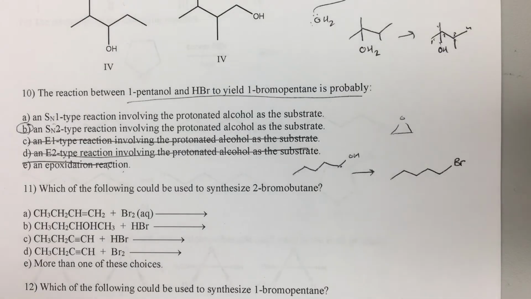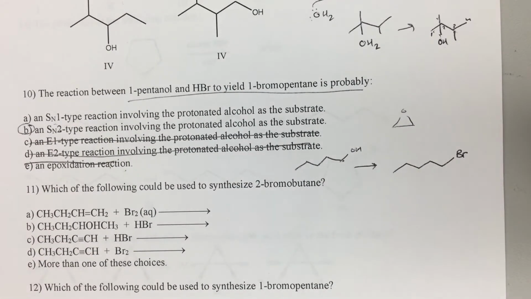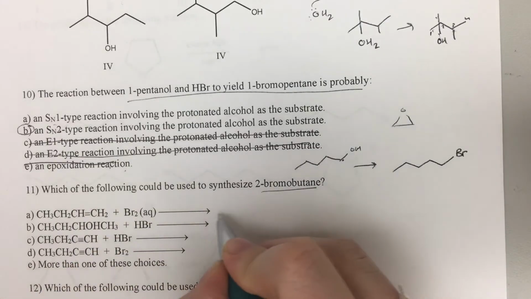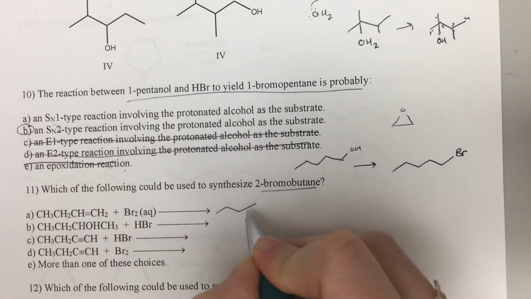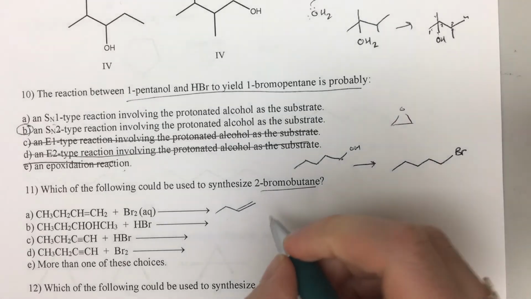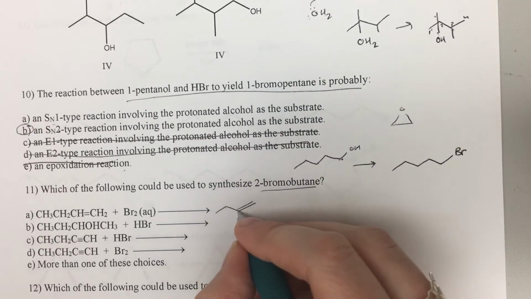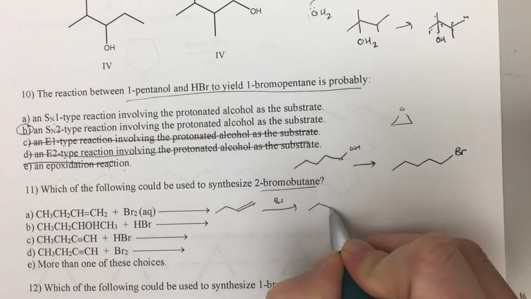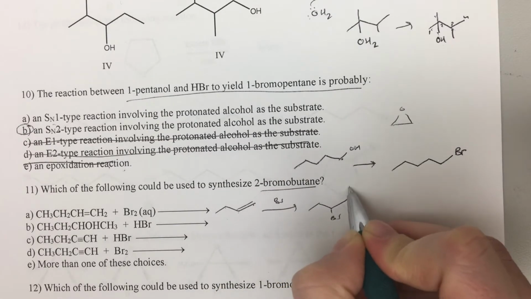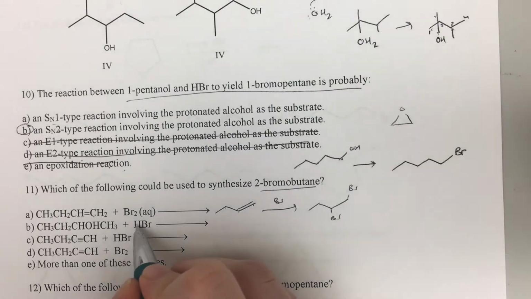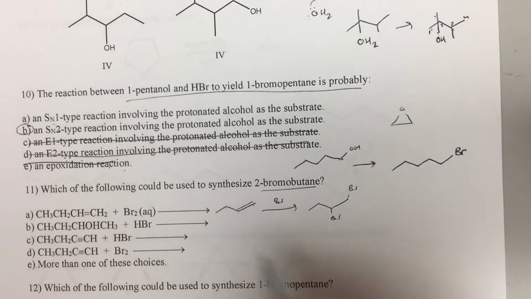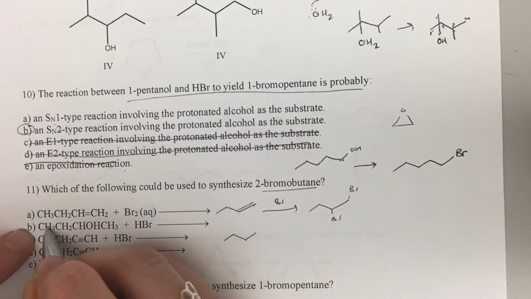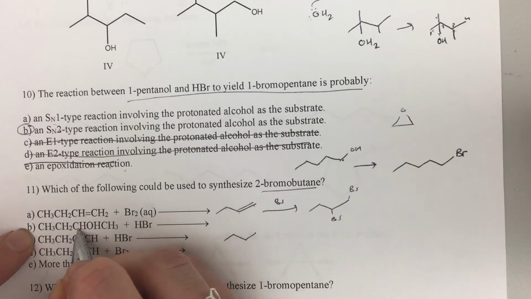Okay, for question 11, which of the following could be used to synthesize 2-bromobutane? So I'm going to draw out these reactions. This looks like 1, 2, 3, 4, butene, with Br2, that adds a bromine on both sides, so that's not going to be it. If you do HBr, let's see, what do we have here? So for B, it starts out, I always draw these into bond line because it's way easier for me to see.